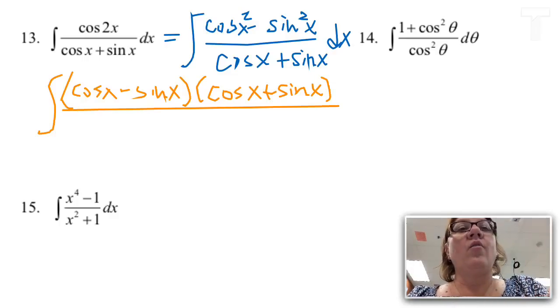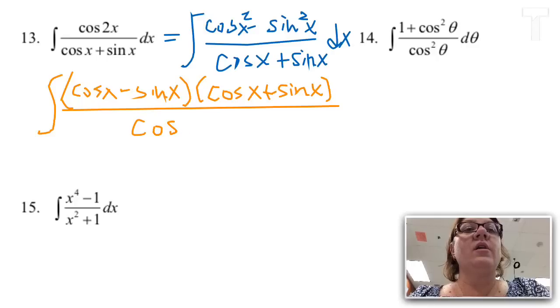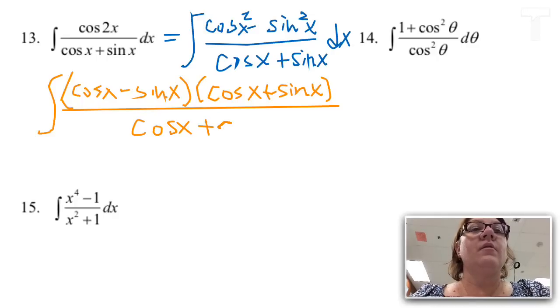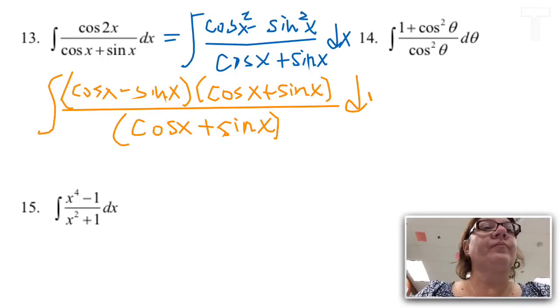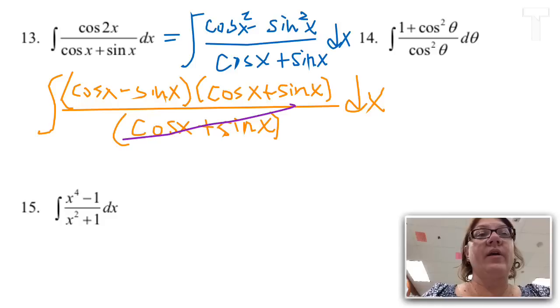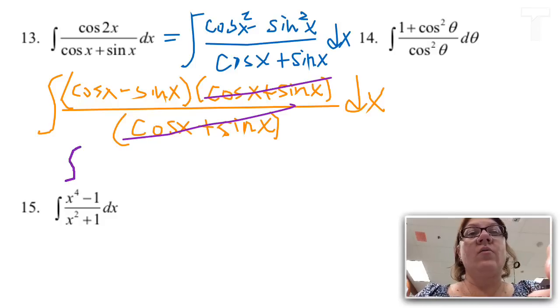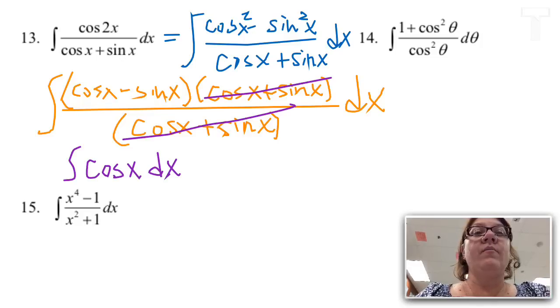And then, oh my gosh, do you see it? Do you see it? I bet you're super excited like I am. And these are going to cancel out. And so now I have a difference. So I'm going to split them.